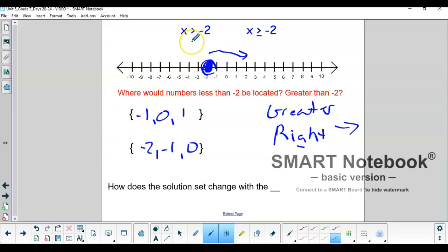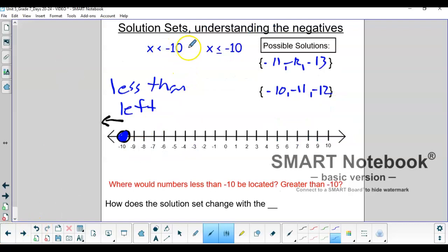Again, I want you thinking in terms of what's the bigger side. If you know x is the bigger side, you're looking for numbers that are to the right of it. In our other example, if the alligator or the crocodile is eating the number, then x means that it would be smaller, and that's what we're looking for.